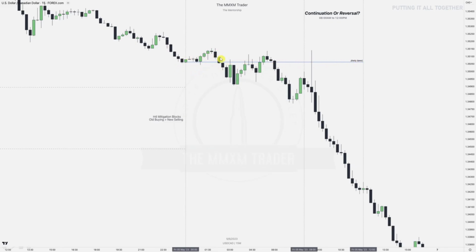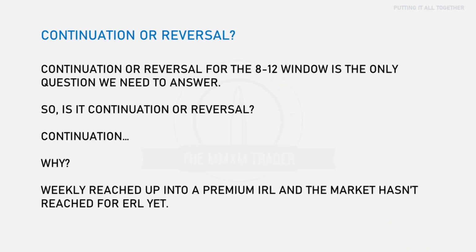We can see accumulation of short orders above marketplace over here. And then is there any significant buy stop or sell stop ran already? And is there a new target do we have? So asking yourself continuation or reversal, what is more likely to happen in that 8 a.m. to 12 p.m. time window is the only question you need to answer for yourself.